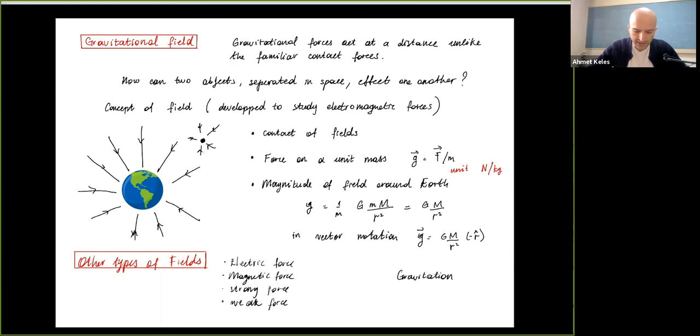And for this, we define the gravitational field as force on a unit mass, which is g equal to F divided by m. And to remind us this is the gravitational field, we keep the unit Newton per kilogram.